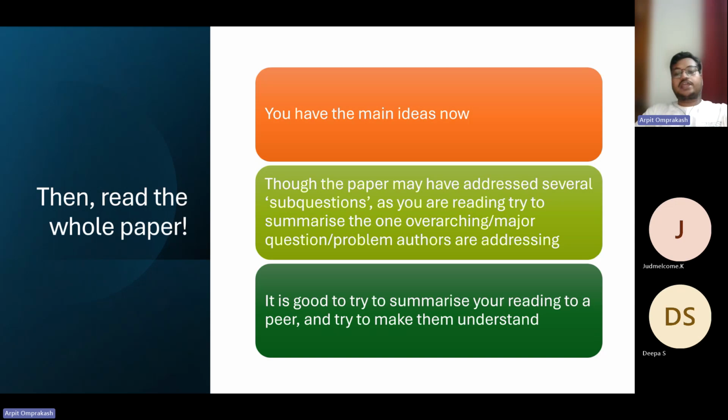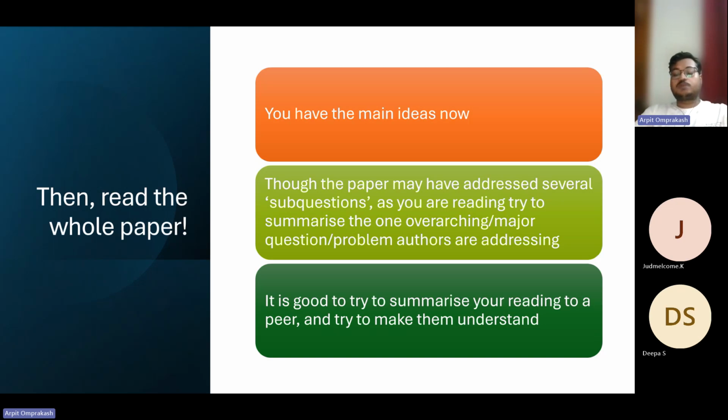It is also good to try and summarize your reading to a peer. For example, you read a paper, then you try to explain it to one of your friends, or two or three of you read the same paper and try to explain it to each other. When you have a discussion about a paper, other people might ask you questions which might make you think about things that you have not thought before, which might make it clear to you that there are certain things that you might not have understood the first time when you were reading the paper.